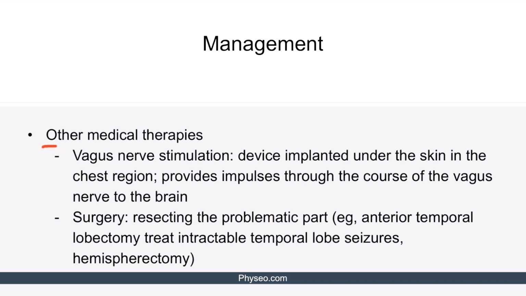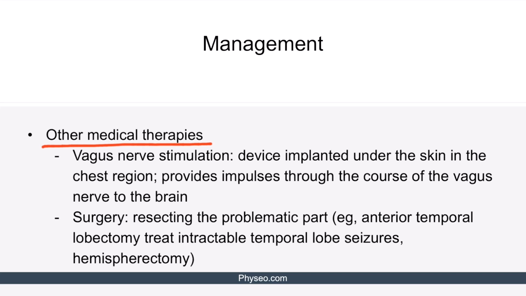Now let's discuss other medical therapies that can be used in managing seizures. So vagus nerve stimulation is a procedure where a device is implanted under the skin in the chest region, and that actually provides impulses through the course of the vagus nerve to the brain. And this procedure actually aims to stabilize the abnormal electrical activity of the brain.